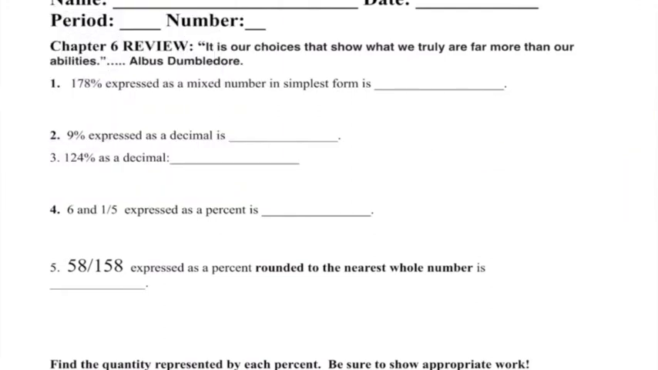Next one is 124% as a decimal. Again, 2 ways to do it. Take a decimal, move it over 2 places, so it's 1.24 because we're dividing by 100, or take 124 and put it over 100, and then you have to make it into a decimal at that point. The easiest way is just to move the decimal over.